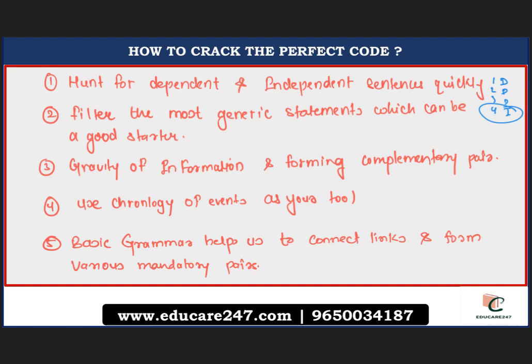Second point, filter the most generic statement which can be a good starter. Most generic statements are good starters. After you filter out the idea of what the passage is trying to talk about, or the sentences are pointing to a central idea, you have to go to the most generic statement. Usually this dependent and independent method will definitely get you to the starter of the paragraph, but if it gives you 2 independent sentences, then go for the most generic statement which can start the paragraph. Third point, gravity of information and forming complementary pairs.